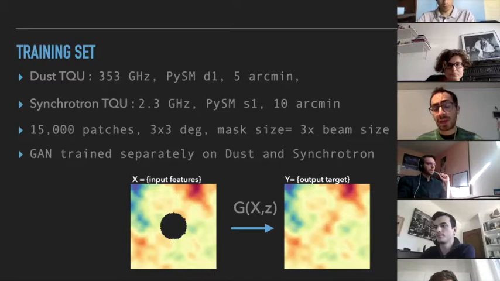Okay, so the idea, as expected, for training is that you know the ground truth, that is the output target, Y, and so you train your network from the corrupted images, the input features, to generate the output target. So this is the usual approach for training. The test set is about 500 patches, and we will use them to essentially evaluate the results.